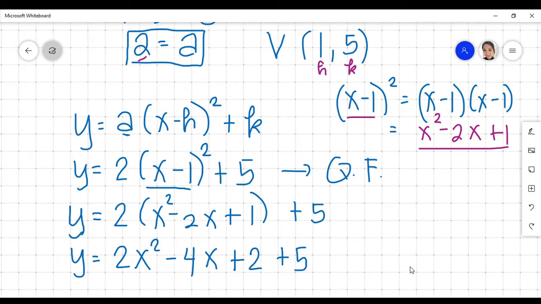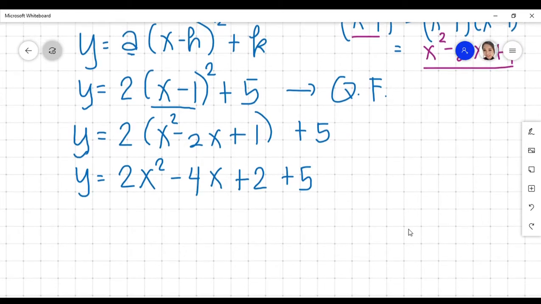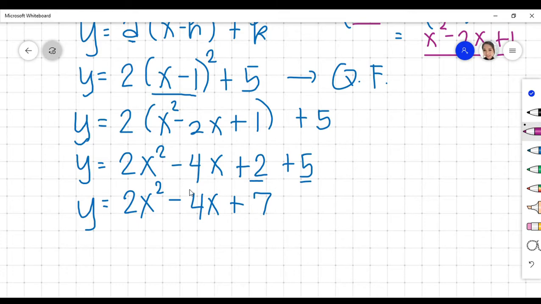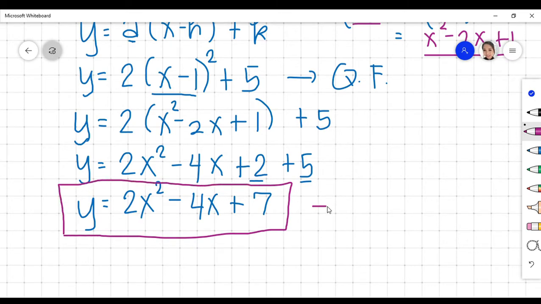So, next is, we will combine the like terms. So, alin ba dito yung like terms natin? We have positive 2 at saka positive 5. So, copy again the y equals 2x squared minus 4x, 2 plus 5, that is plus 7. So, this is our quadratic function na equation.